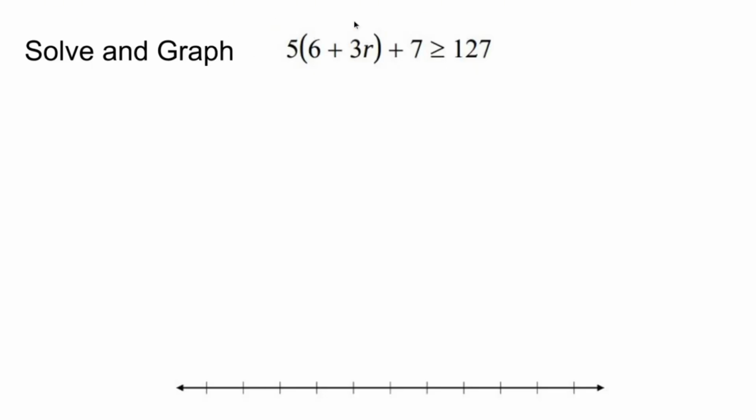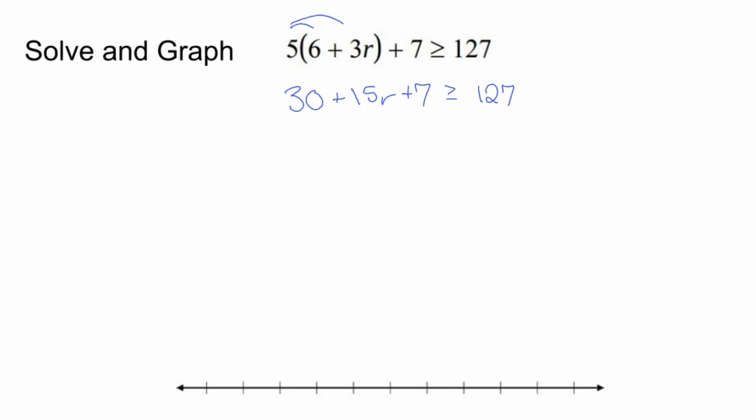Solve and graph this inequality right here. Well, this inequality is kind of like an equation. When I see problems that are kind of like equations with distributive property, that's the first thing I'm going to do. So 5 times 6 is 30. 5 times 3r is 15r. Drop down the plus 7. Drop down the greater than or equal to 127, and step 1 is done.